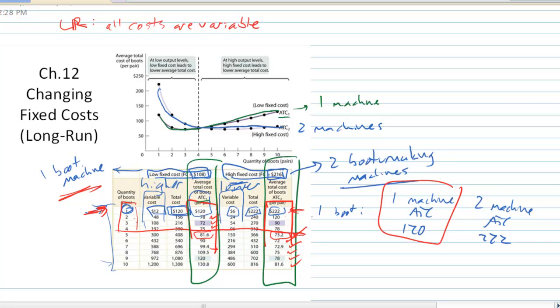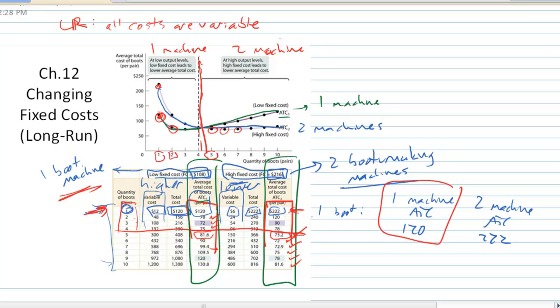So again, we can take this one at a time. For producing 1 unit of boots, we're going to want to pick the lower average total cost, so we're going to want to pick this one. And if we're producing 2 units, again, this one's lower. Once again, we cross past 4. If we go to 5, now ATC2 is lower than ATC1. It stays that way. The graph shows this in the book as a dotted line, saying to the left of here is where 1 machine is better, low fixed cost, and to the right is where 2 machines are better, higher fixed cost.